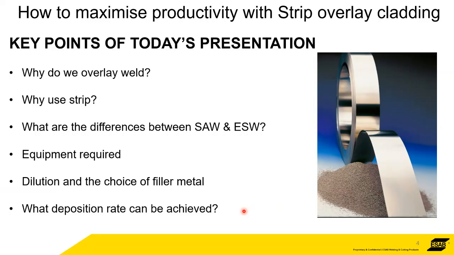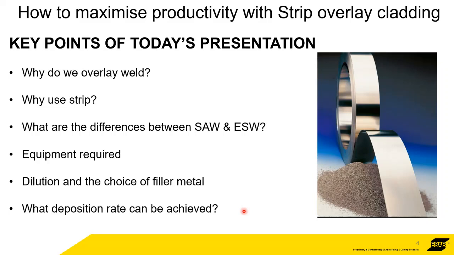So right at the start, why do we overlay weld? Why do we want to put a deposit on top of something else? So this is not welding, this is not joining together, it's an overlay. Why do we want to do that? Why use strip? Maybe an obvious answer, but why do we use strip?